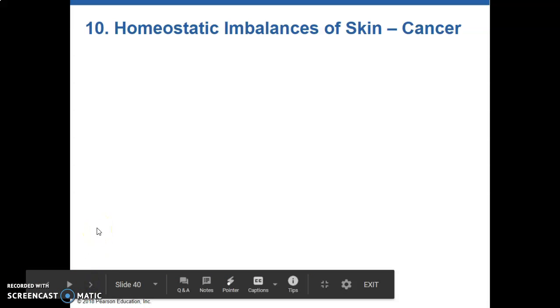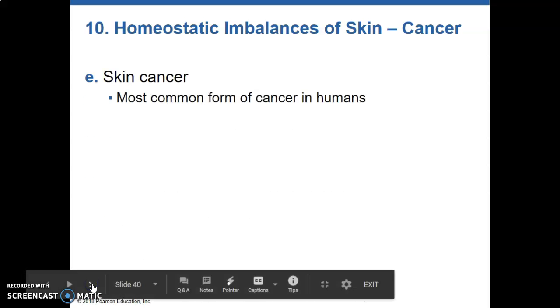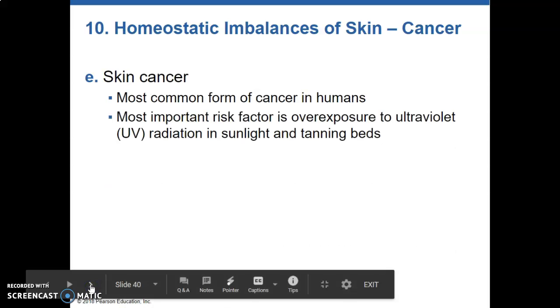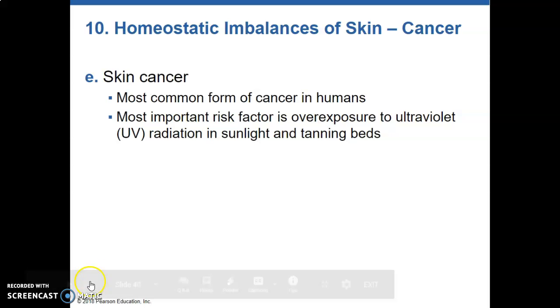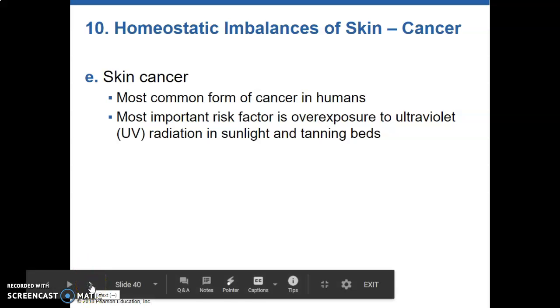So now let's talk about 3 particular types of skin cancers. First of all, skin cancer is the most common form of cancer in humans, and you might expect it's because our skin is exposed to the external environment, and there are lots of different things that can cause mutations inside our DNA, including ultraviolet light. Again, the most important risk factor is exposure to ultraviolet radiation. It comes in the form of sunlight and from tanning beds.